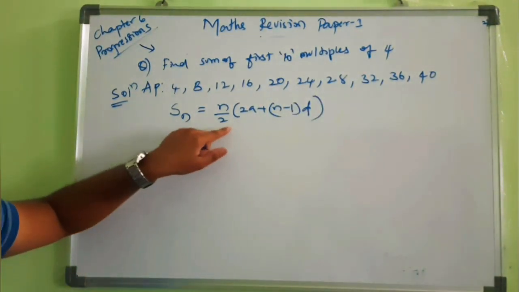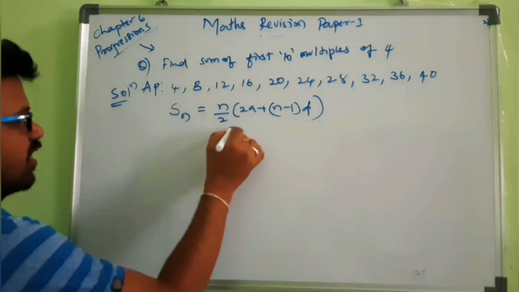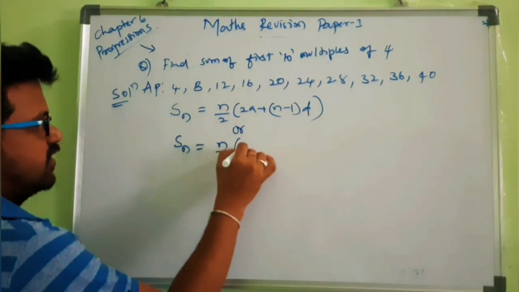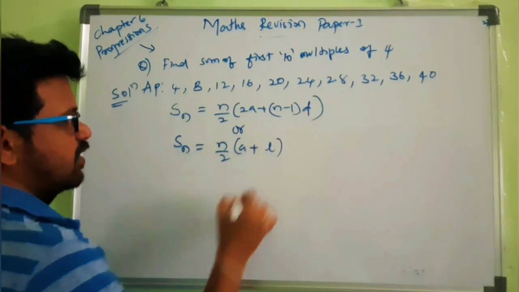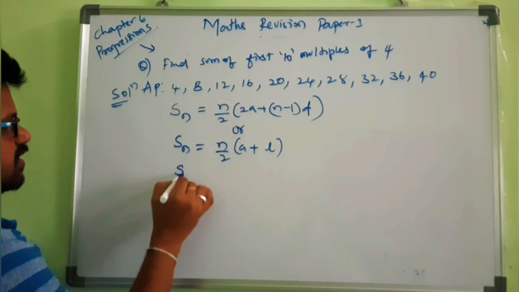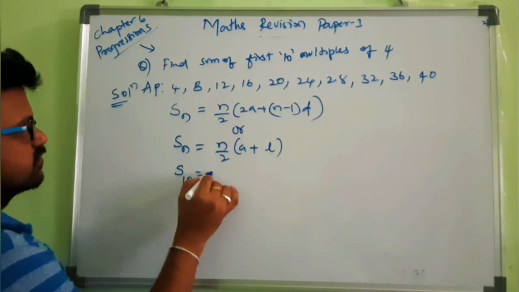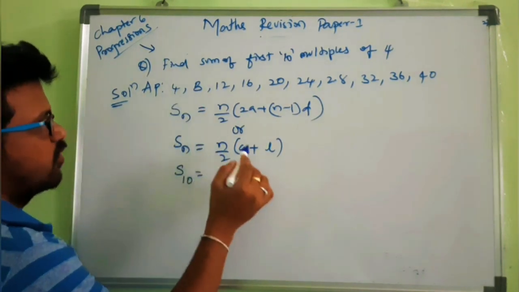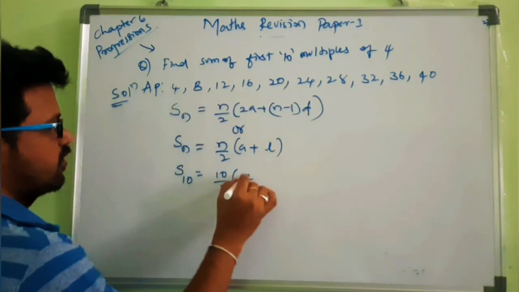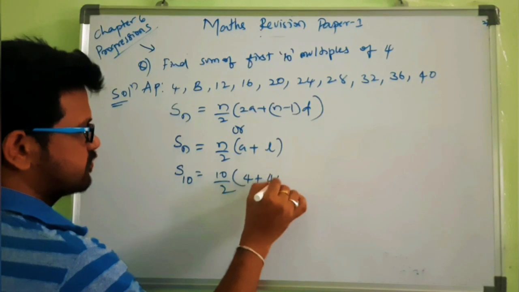Sum of the first n terms in AP formula, or we can use Sn is equal to n by 2 into a plus l, or a plus an. This is the last term. So I am using that sum of the first 10 terms. So what is the first term? Number of terms, how many are there? 10 terms given. 10 by 2. What is the first term? 4. Last term is 40.